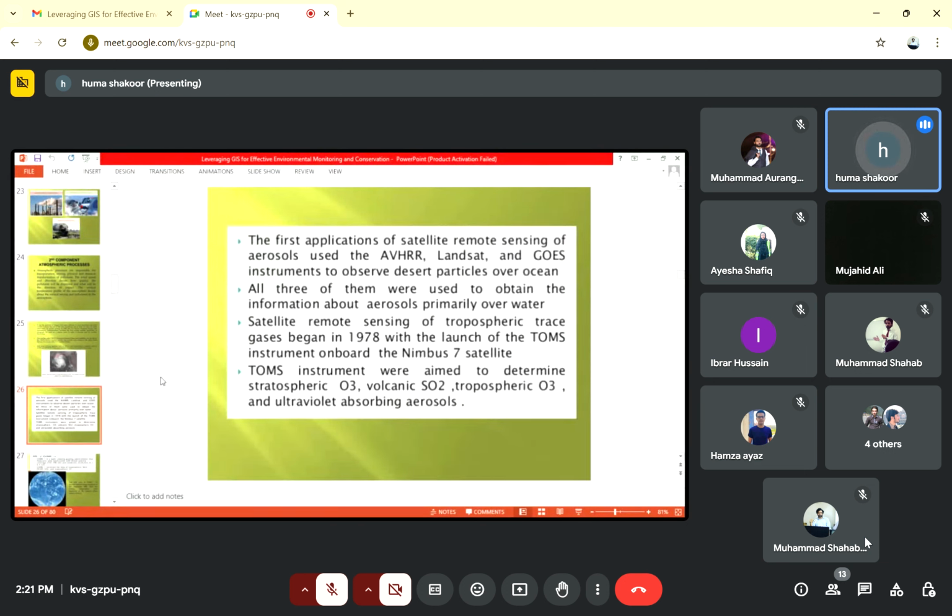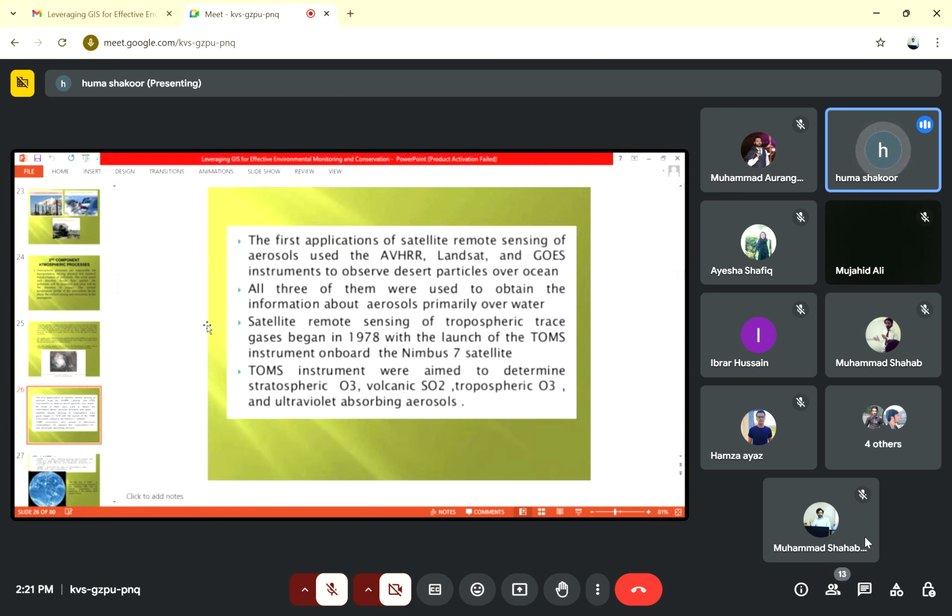The first application of satellite remote sensing was of aerosols. Aerosols are the particles, the elements, the chemicals which are present in your air as pollutants. So the first satellites used to collect data from the air about aerosols were the AVHRR, Landsats and the GOES instrument to observe desert particles over the oceans. All three of them were used to obtain information about aerosols, primarily over the water. These satellites have specific sensors which collect data about the aerosols from the air.